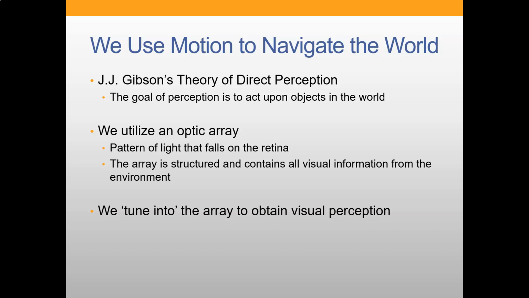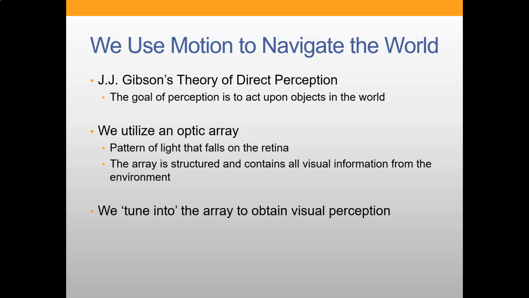Gibson believed that the goal of perception was largely to act upon objects in the world. That's why you are able to perceive things, so that you can actually interact with them and act upon them. And Gibson believed that when we are moving through the environment, we utilize what he termed an optic array. An optic array is basically a pattern of light that falls on the retina, and this array has a particular structure, and it contains all of the visual information from the environment.